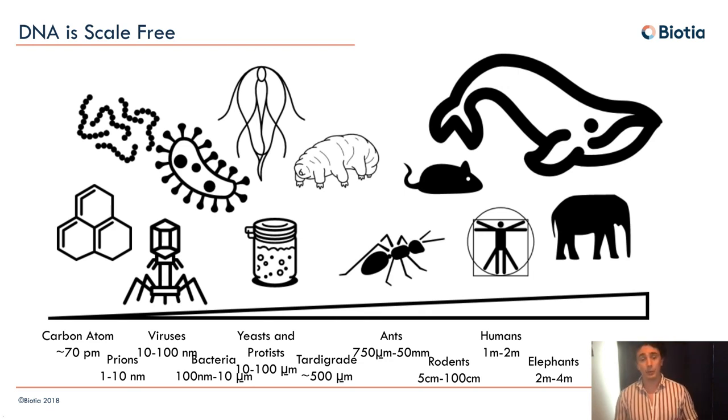There's no point, there's no scale, there's no size where you can draw a really bright line between what is a microbe and what is a macrobe. There are life forms, or debatably life forms in the case of prions and viruses, that exist at virtually every single scale we can think of, down to just a little bigger than a carbon atom, all the way up to the largest known organisms in blue whales, elephants, that sort of thing.